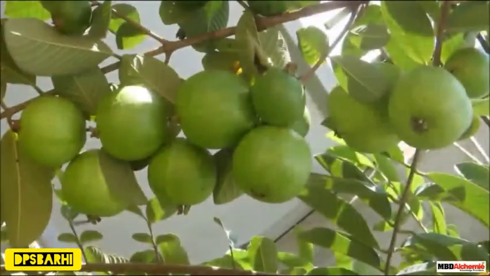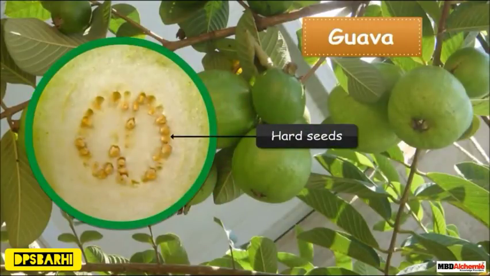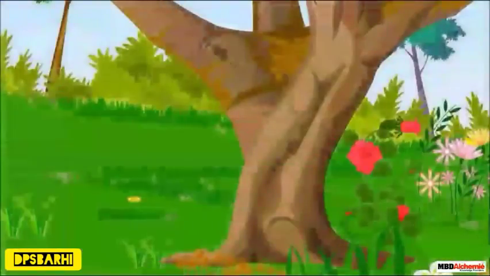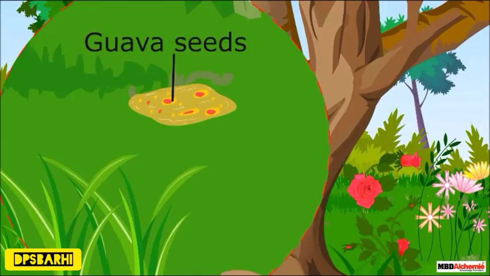Some plants, like guava, have fruits with very hard seeds. These fruits are eaten by birds and animals like squirrels. The seeds are not digested and are passed out through their droppings at places distant from the parent plant. Thus, these seeds get dispersed.